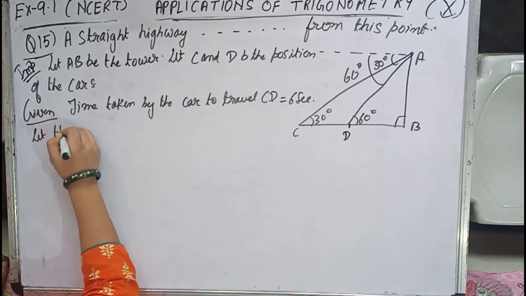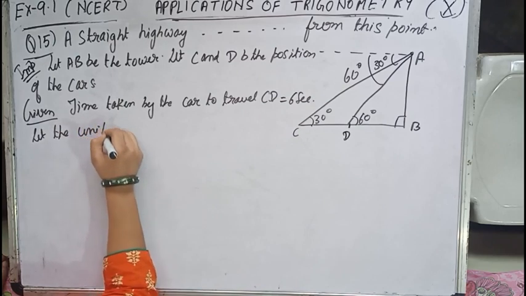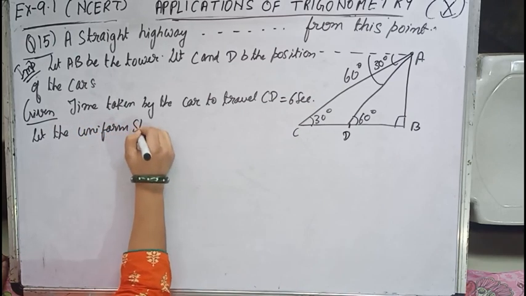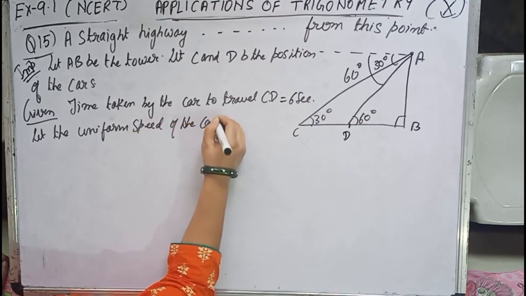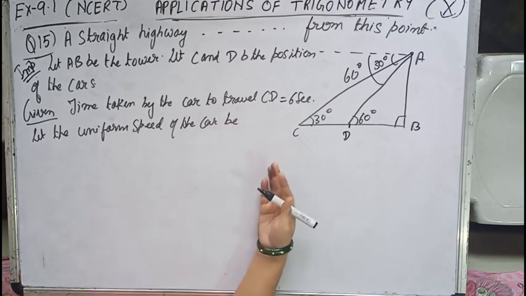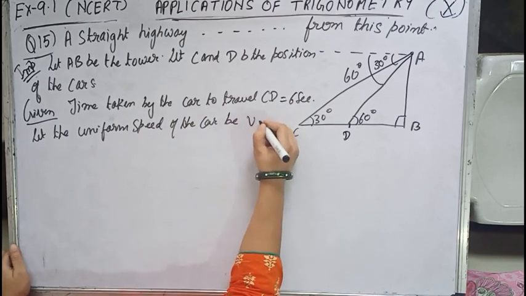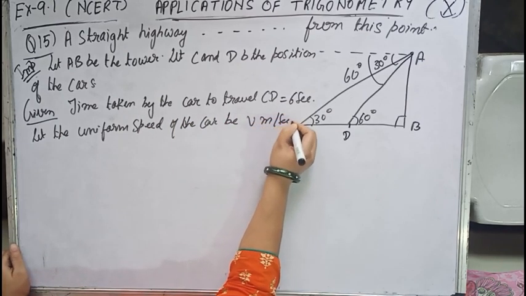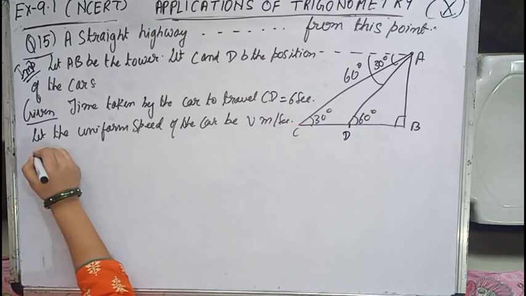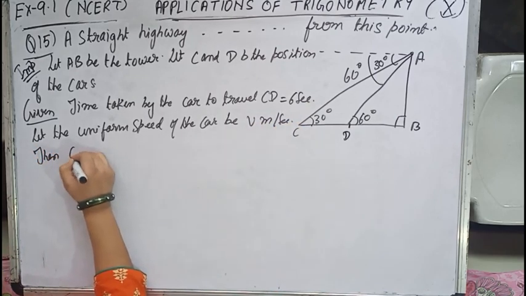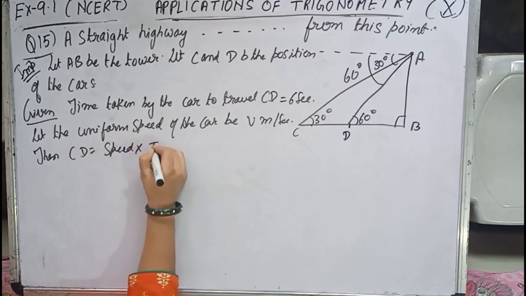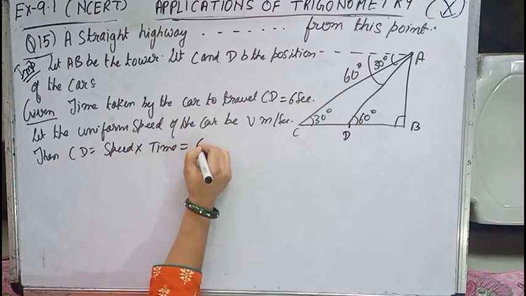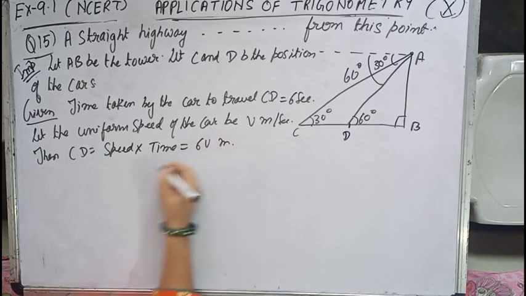Let the uniform speed of the car be, anything you suppose, I am supposing V meter per second. Then CD, distance equals speed into time, so equals 6V meter.